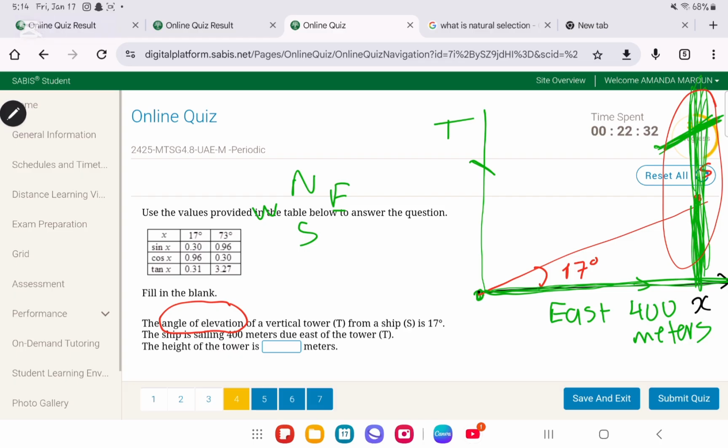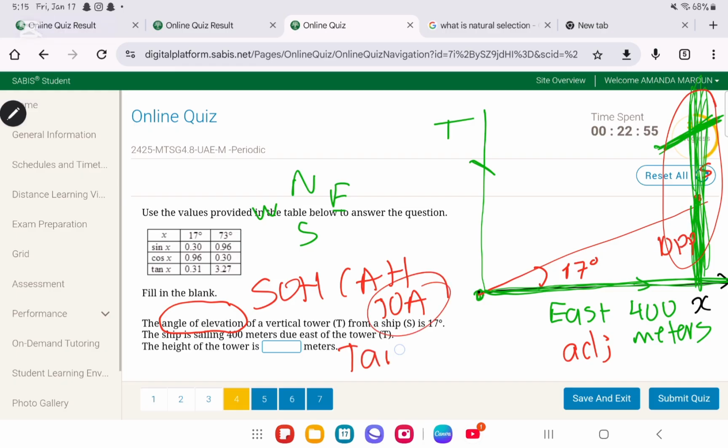Now, very simply, to find the height of this, we know based on SOH CAH TOA rule that if it's sine, it's opposite over hypotenuse. If it's cosine, it's adjacent over hypotenuse. And if it's tangent, it's opposite over adjacent. In this case, we have what? We have the adjacent, and we are looking to find what? The opposite. So to find the opposite, we are going to be using the tangent rule.